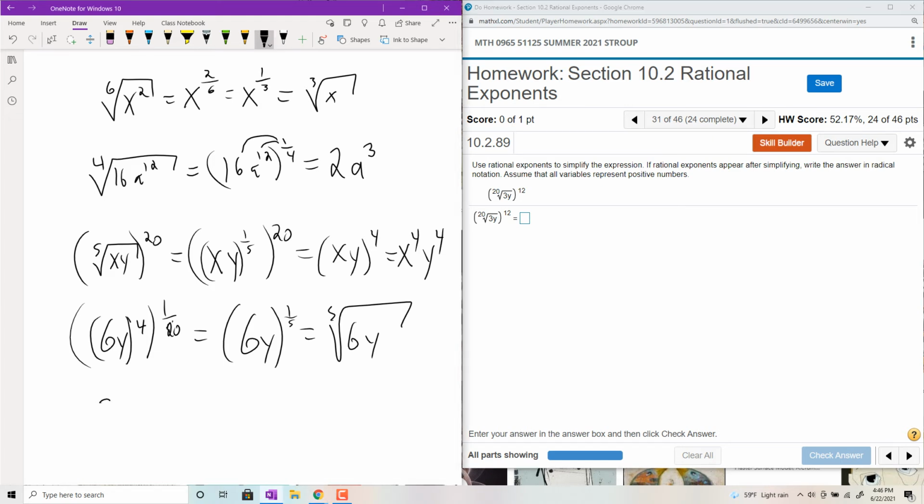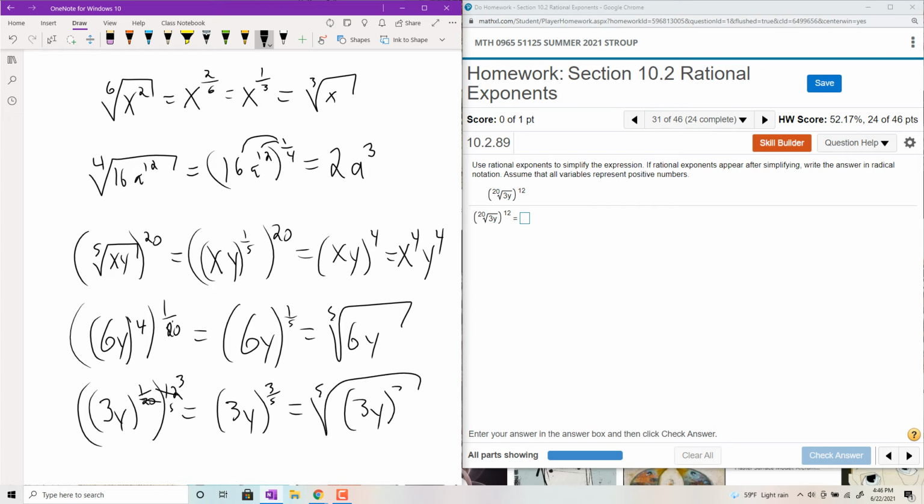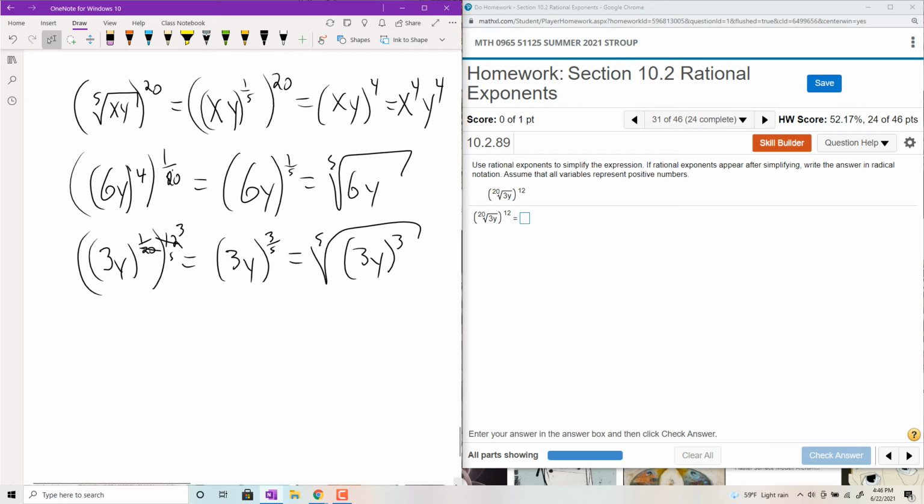So this will be 3y to the 1/20th raised to the 12th. So it would be 3y raised to the 12/20th, which is 3/5. So that would be the 5th root of 3y to the 3rd, and I don't know if they'll let you put it like that. So let's go ahead and just get rid of the parentheses, right? So that would be the 5th root of 27y cubed.